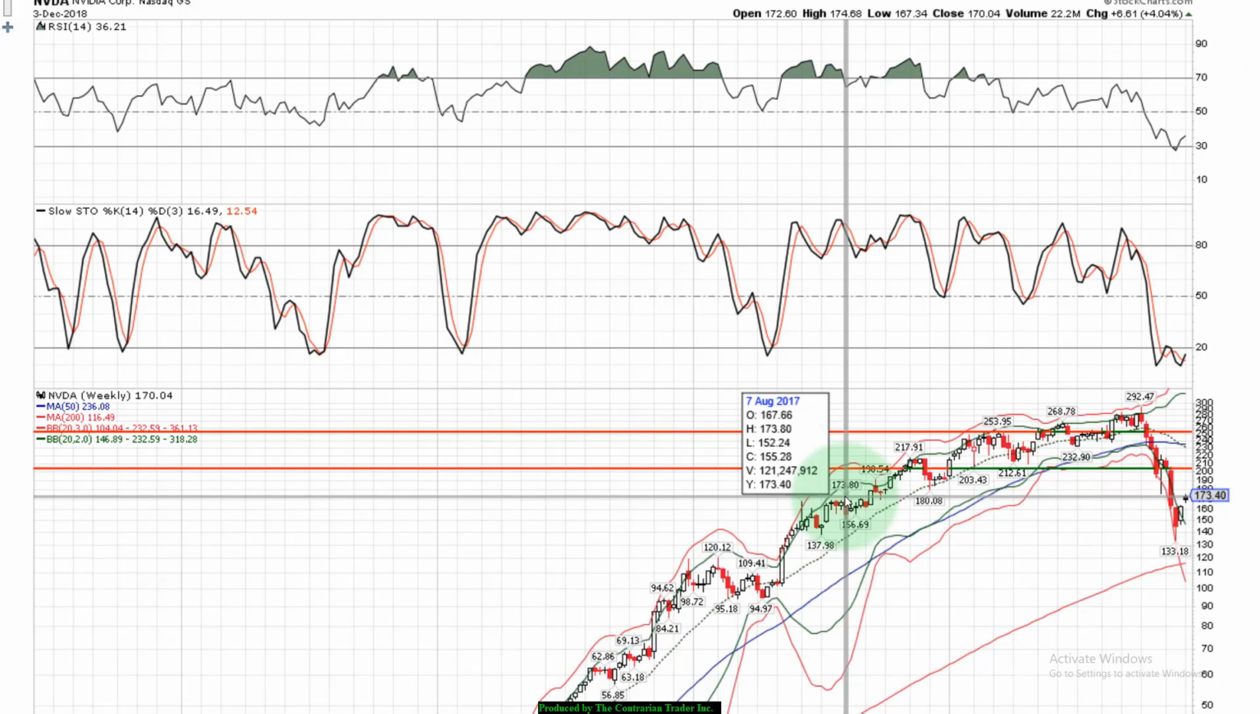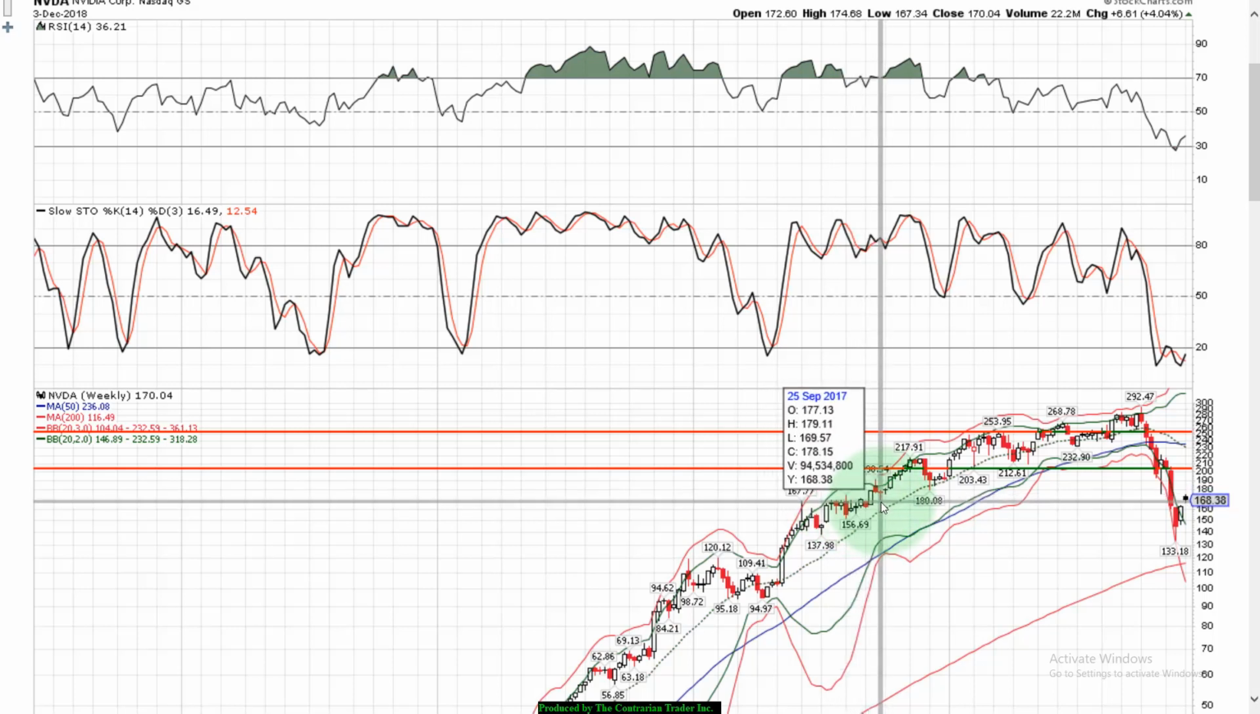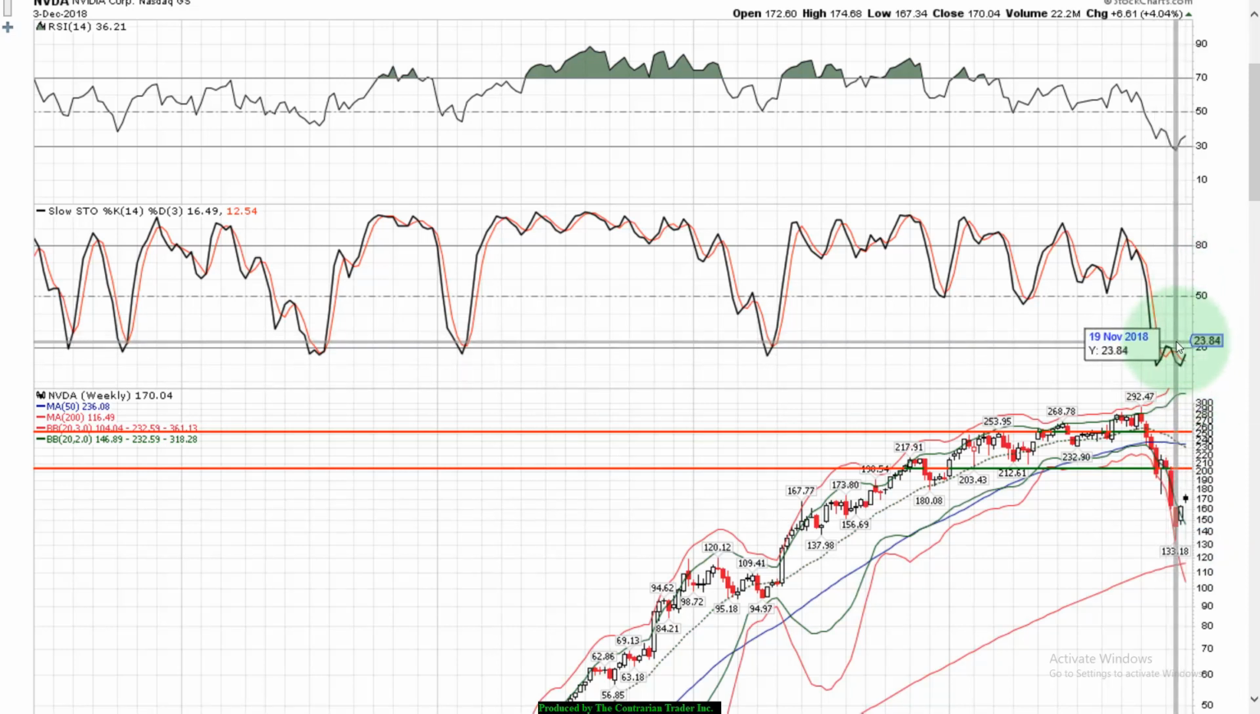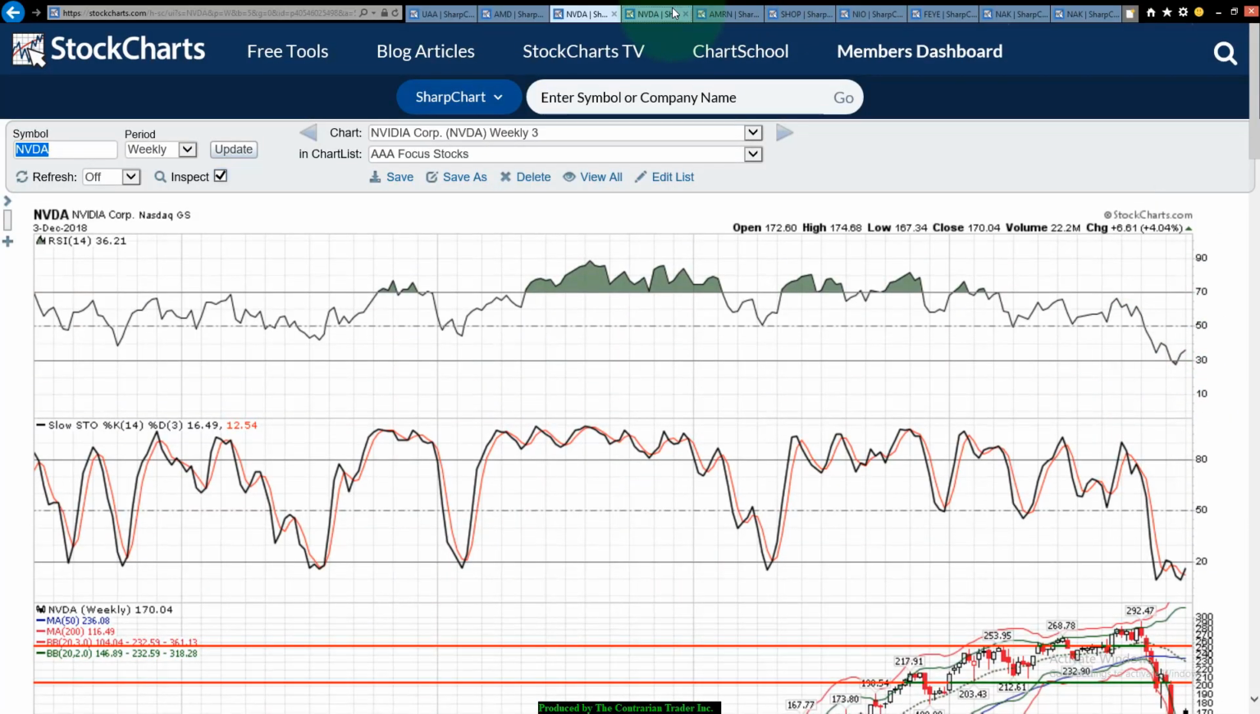It was resistance back here in August of '17. Then it became support in September of '17. Now it's resistance yet again. The Stokes are beginning to hook back up. It doesn't matter what they're doing right now until we get a new higher high. We're not there yet. Daily chart.